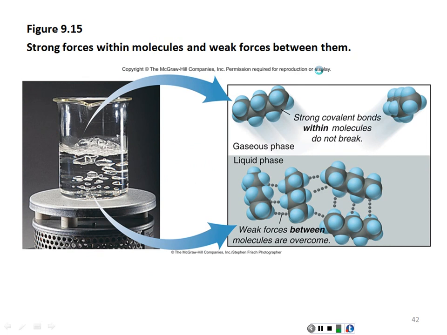Figure 9.15 gives a very good explanation of why covalent compounds can boil. And that is, in the liquid phase, you can have very weak forces between molecules. And these forces can easily be overcome, and the molecules can be vaporized. But if you notice the covalent molecules themselves, those forces are very strong and they don't break easily. So the molecules hold together.